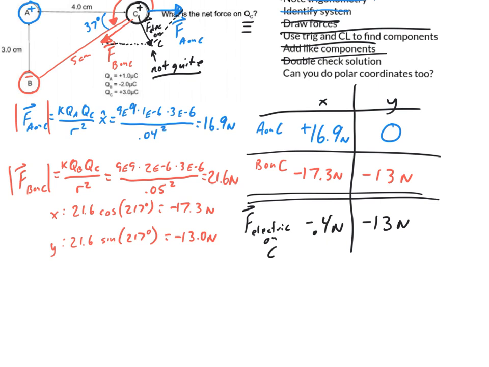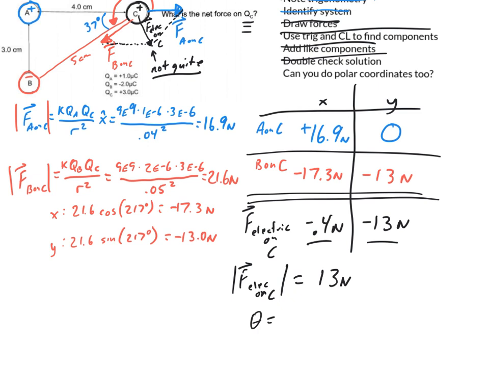Polar coordinates. Magnitude of F electric on C. It's going to be this squared plus this squared, all square rooted. So 0.4 squared plus 13 squared, all square rooted. It's going to basically be 13. 13.006, it's 13 newtons. And the directionality, I'm expecting basically straight down.